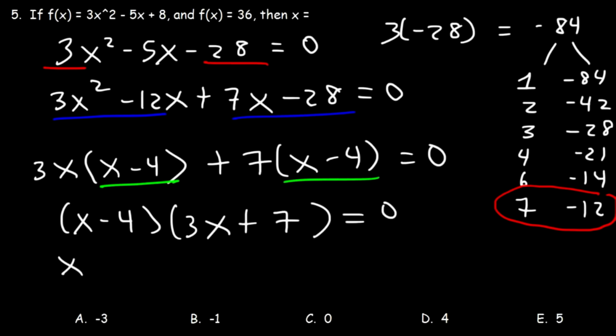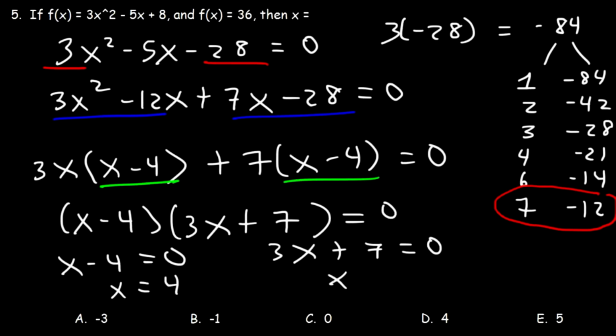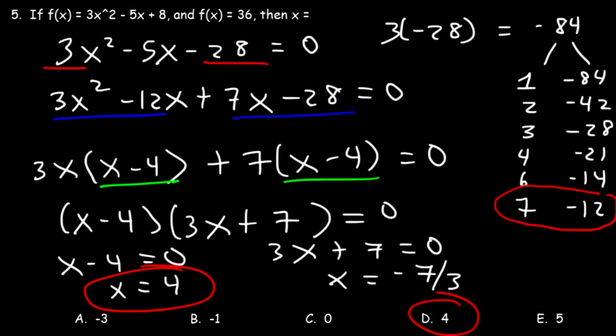So now, if we set x minus 4 equal to 0 and 3x plus 7 equal to 0, we can see that x is equal to 4 and x is equal to negative 7 over 3. Now, negative 7 over 3 is not listed as an answer, but 4 is. So answer choice D is the right answer.